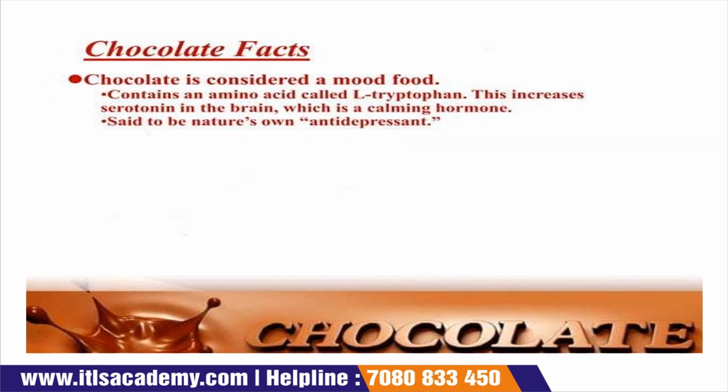Chocolate is considered a mood food. You all know that when we have a mood, we can eat chocolate because it contains an amino acid called L-tryptophan, which increases the serotonin in the brain, which results in calming, and also the craving for chocolate. This is called a calming hormone, also said to be a natural antidepressant.